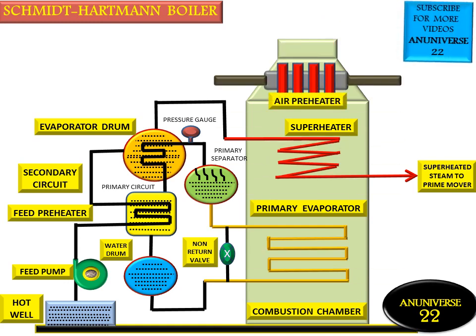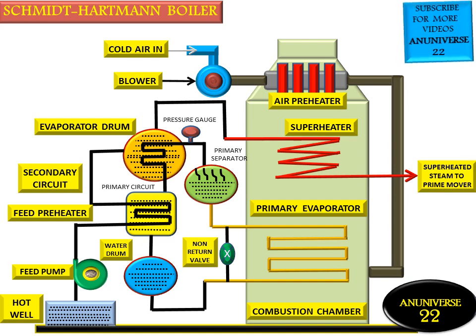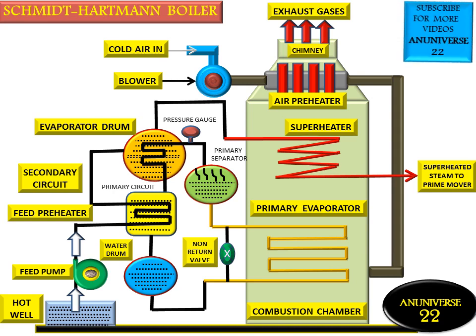This is the air preheater, this is the blower, and cold air enters from this section, and here the air preheater is connected to the combustion chamber at its outlet. Chimney, and these are the exhaust gases. So now, first we will learn the functions of these components.